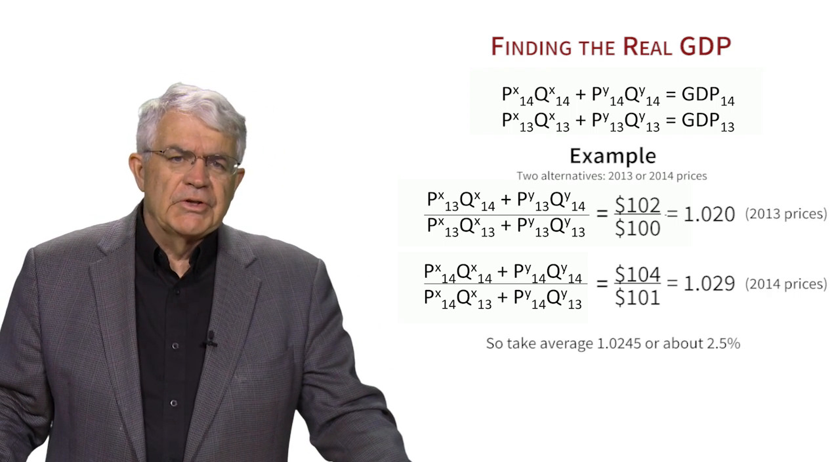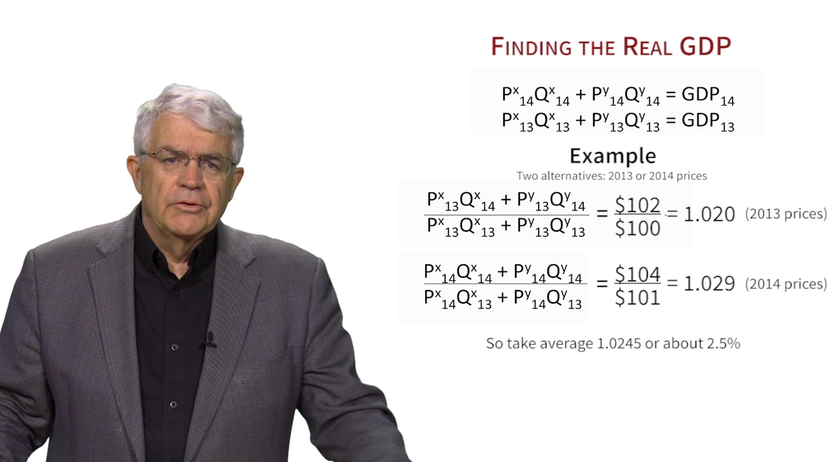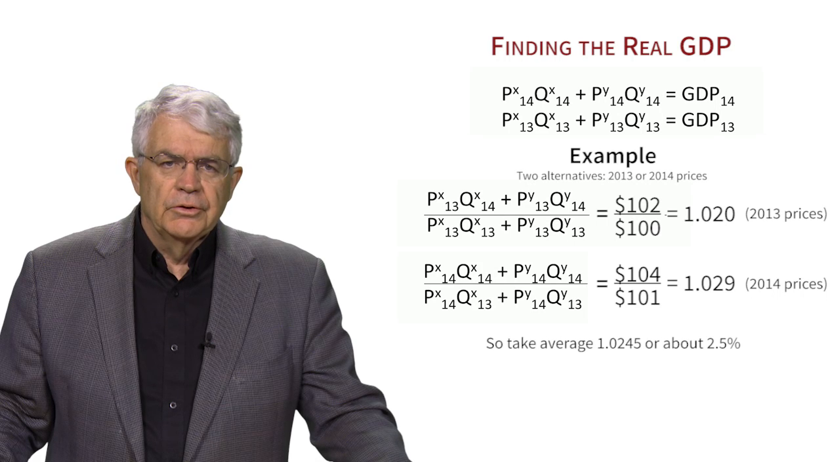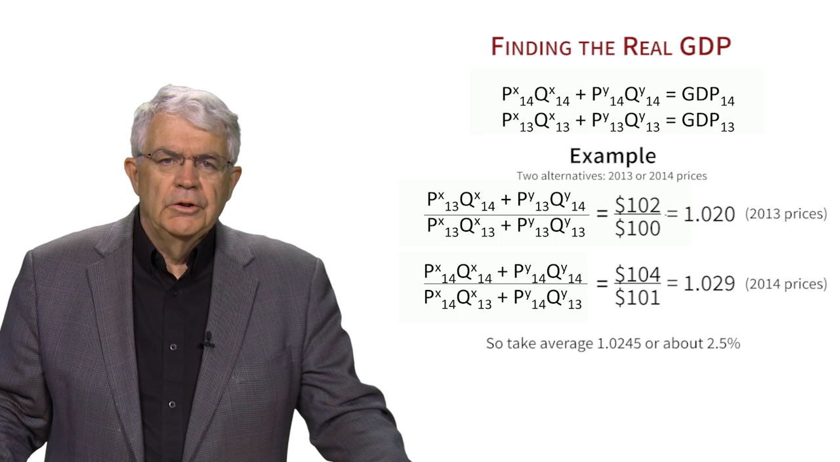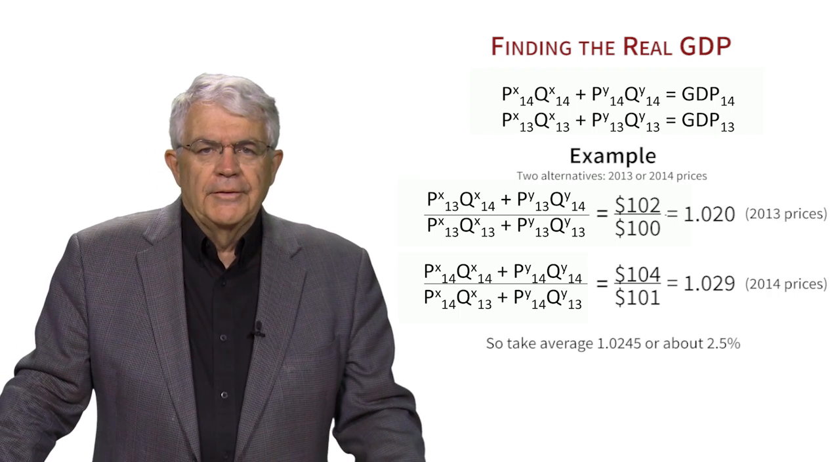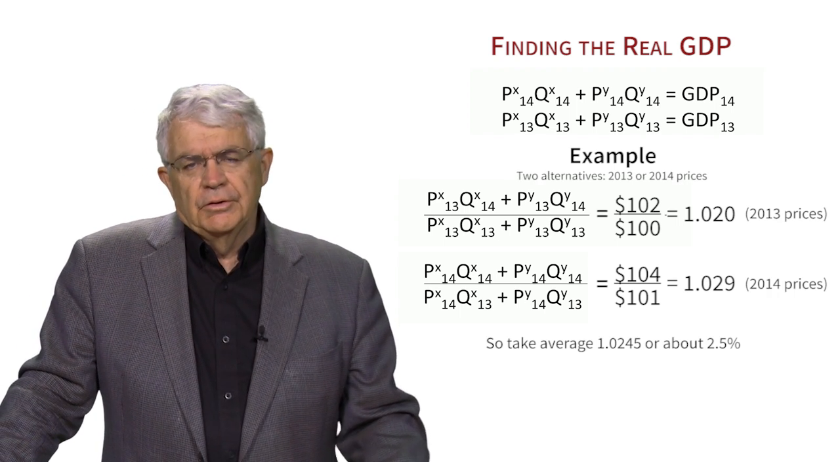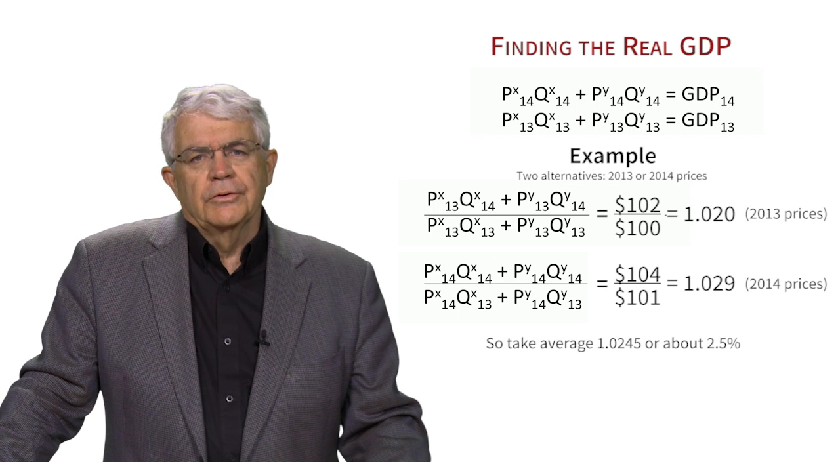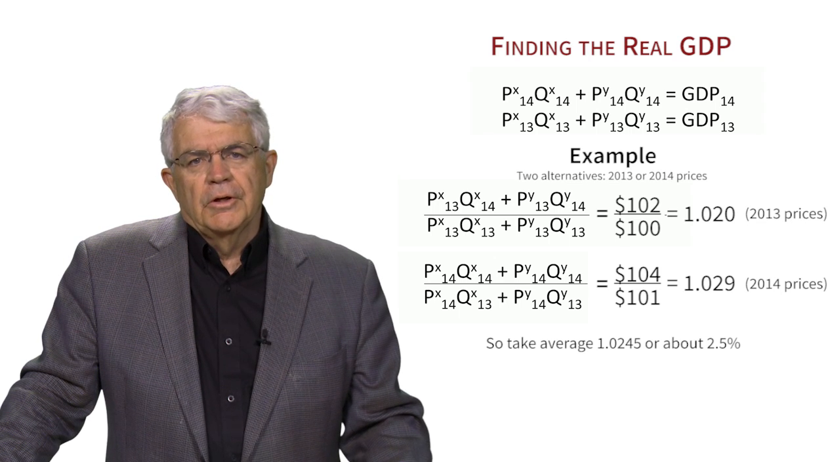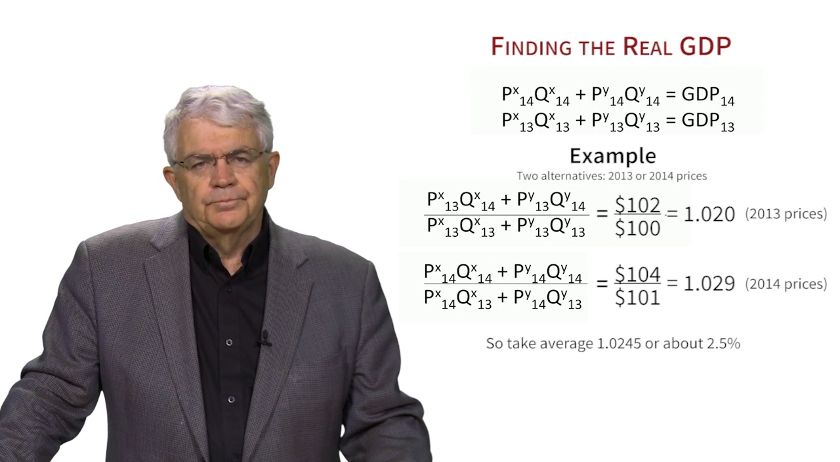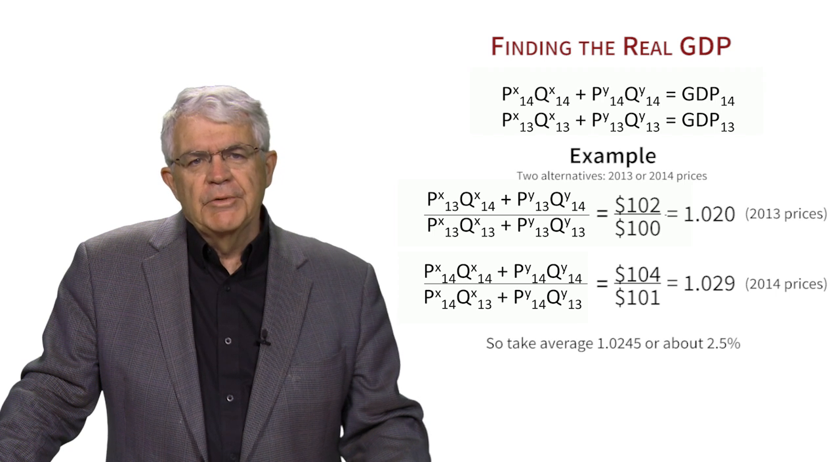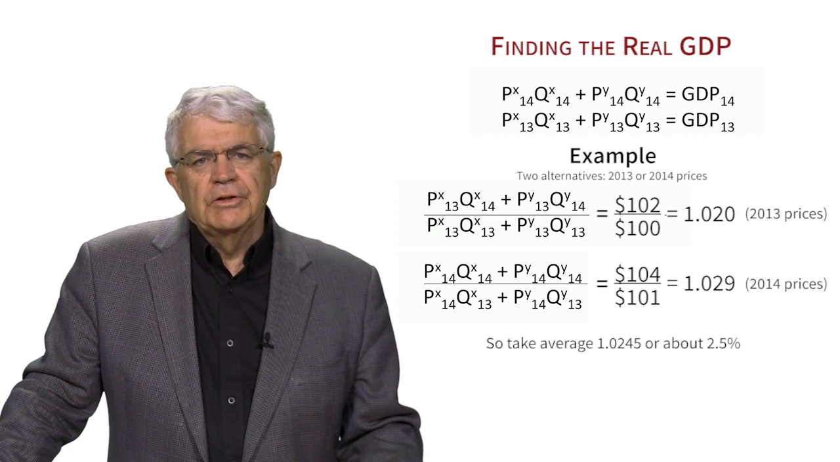You could do the same exact thing for 2013. We still have the price of good X and the quantity of good X for that year. Add in the price of good Y in 2013 and the quantity of good Y in 2013. Add those together and we get GDP as we've defined it in 2013, the market value of what's produced in that year. But the problem with that measure, there may be a general inflation in the economy.